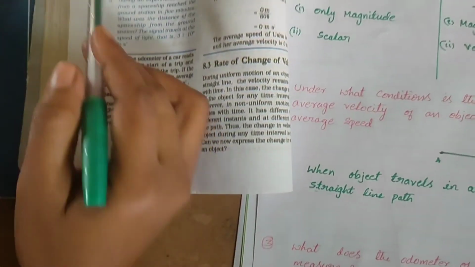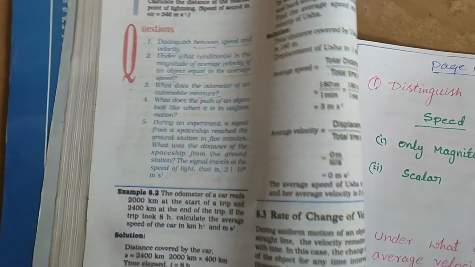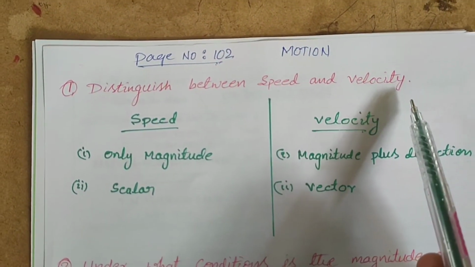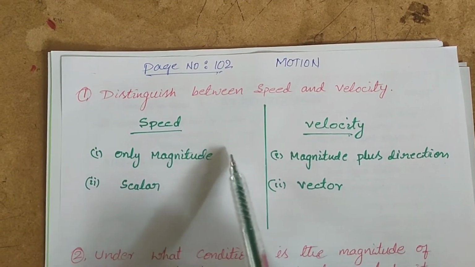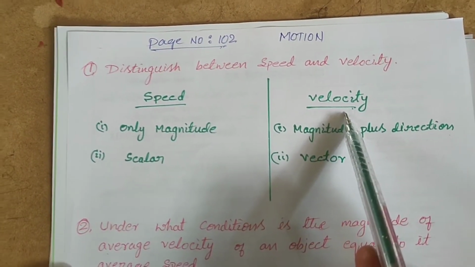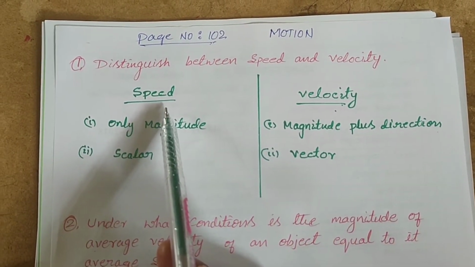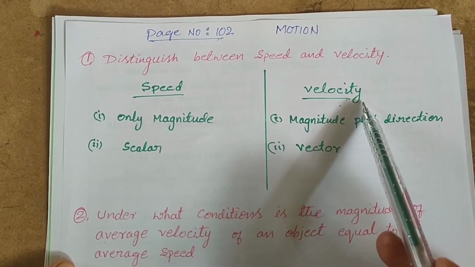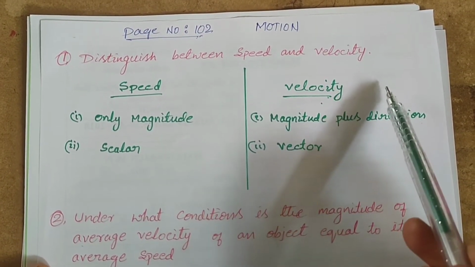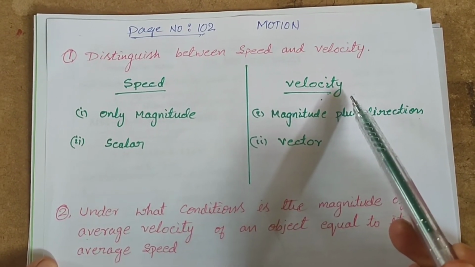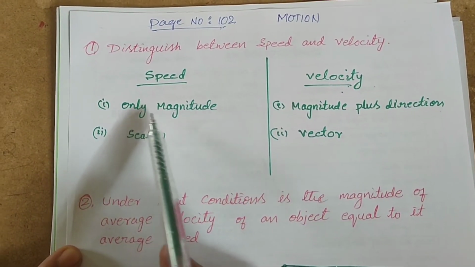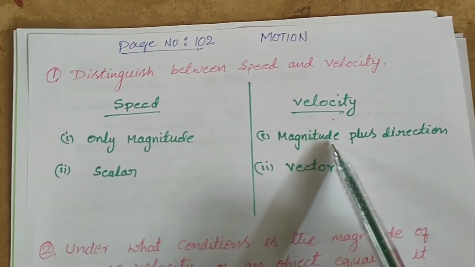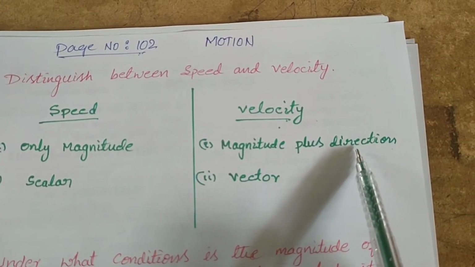The questions on page number 102. Students, the first question is to distinguish between speed and velocity. You have already learned the difference. Speed is the distance an object travels in unit time. Velocity is the speed of an object with a particular direction. So the only difference is that speed is only magnitude, which is the numerical value, but velocity is magnitude plus direction.